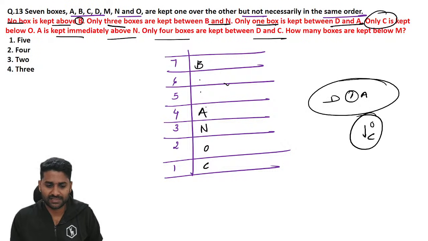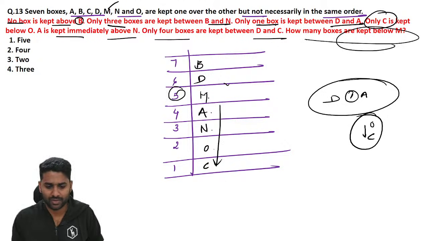And we know the data here. There is one box between D and A, and there is one element left. Only four boxes between D and C: 1, 2, 3, 4. Yeah, we are done. And there is one element missing. You can place M in the fifth position. Another question: how many boxes are kept below M? So below M, how many can you keep? Four boxes.